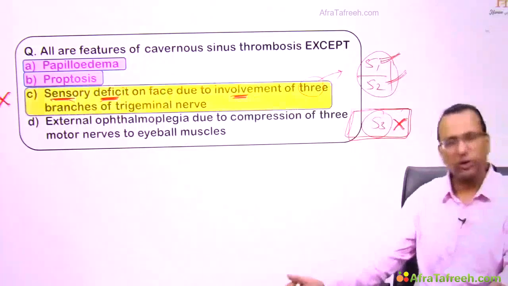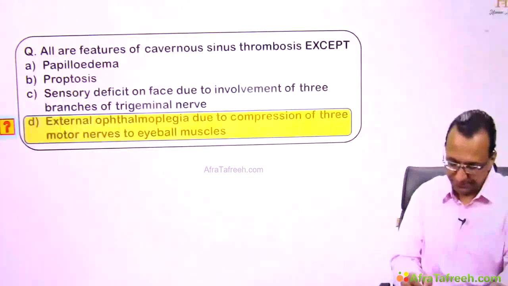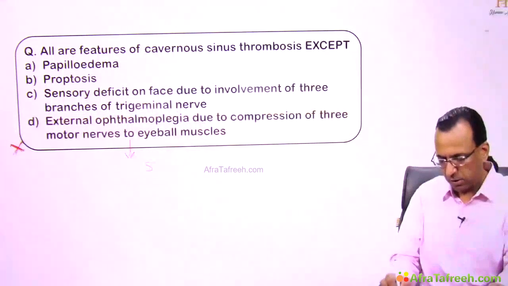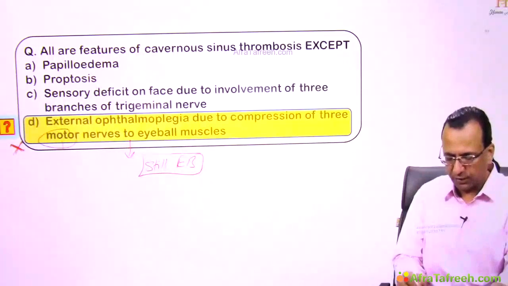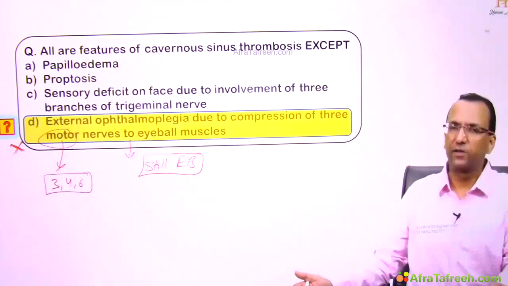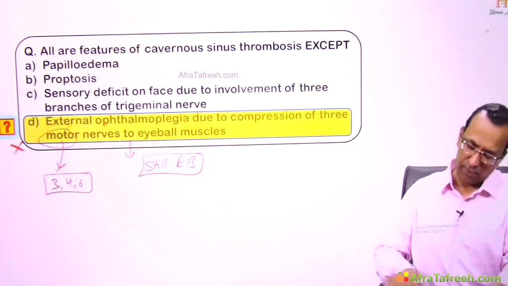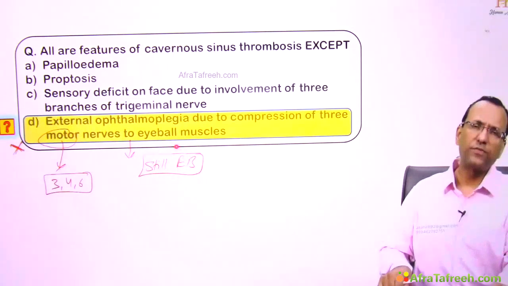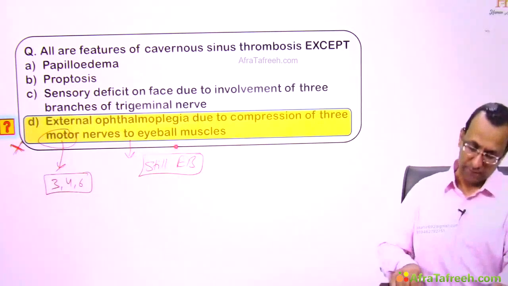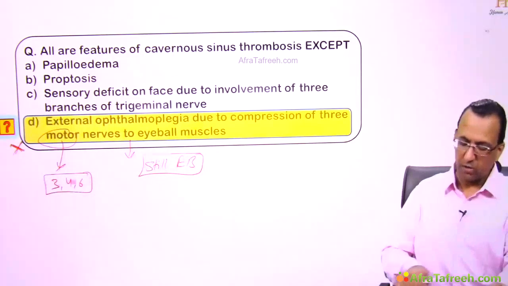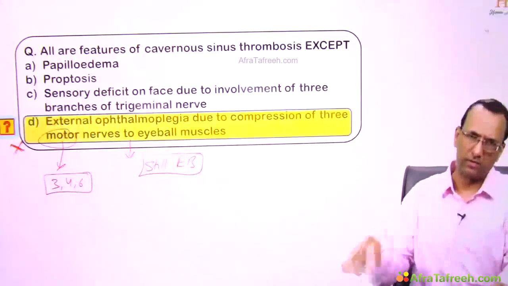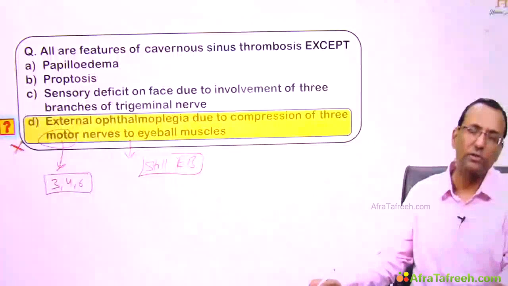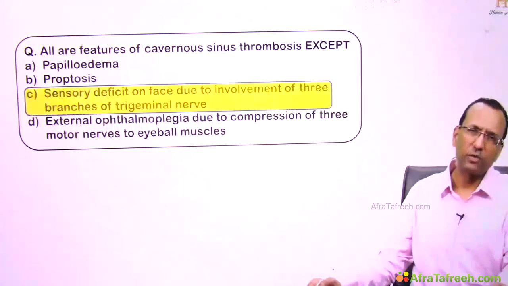So this is the answer. What about choice D then? That you know already. Still eyeball. I remember something to do with the number 346. Yes, the number 346. That is a correct statement. External ophthalmoplegia leading to still eyeball due to injury of, which is the first nerve to get involved? Sixth. But then after that, 3 and 4 are also involved. Now the eyeball cannot move at all. This is no problem in this question. That is not an issue. The issue is choice C. So that should be the answer.